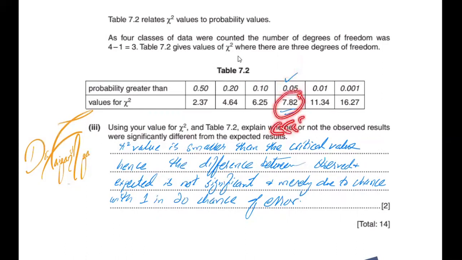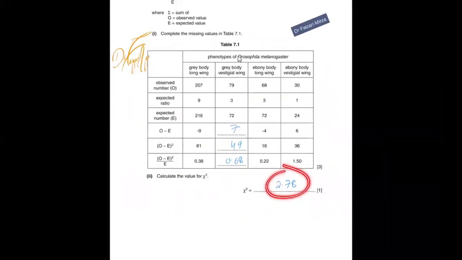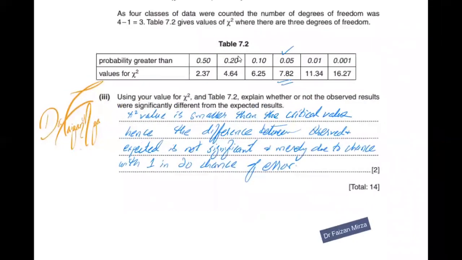So this is the critical value. We have to compare this critical value with our calculated chi-squared value, which was 2.78. We can see that the calculated value of chi-squared is very small compared to the critical value. So the difference between observed and expected is not significant. It's only due to chance.